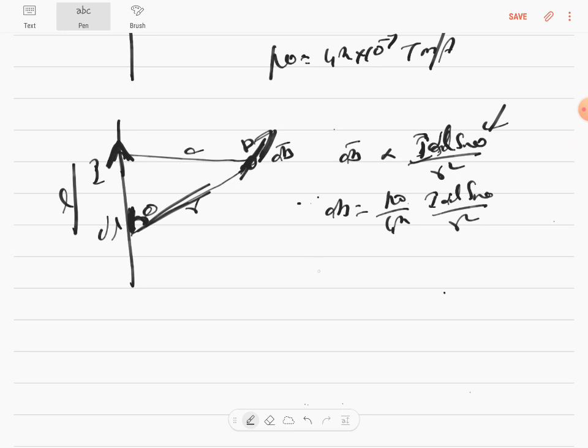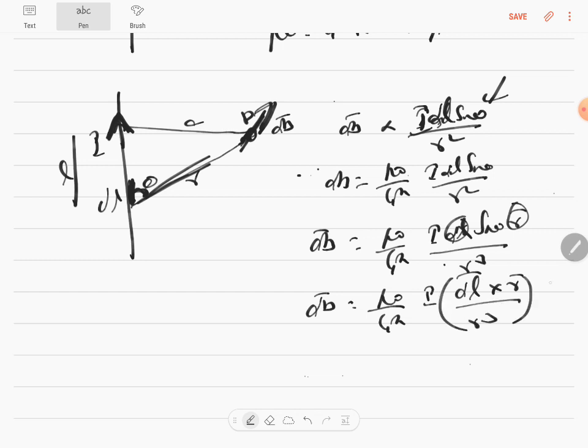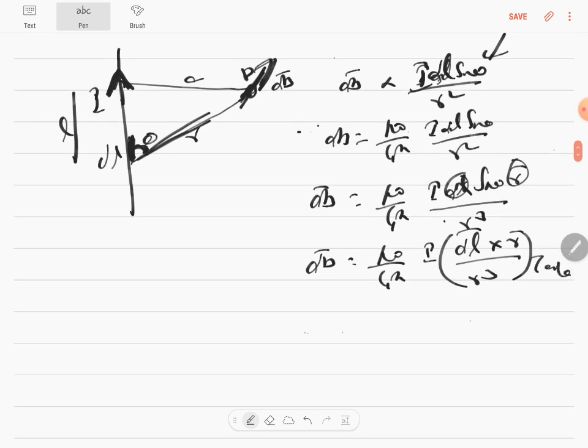And this can be represented in vector form. If you multiply and divide by an r vector, I dl sine theta r vector by r cube, when you do that, the sine theta is there. It has to be a cross product of dl and r whenever there's a sine theta, and therefore dB vector is mu naught by 4 pi into I dl cross r vector, and dl cross r vector by r cube, where sine theta is already hidden. So this is the way you represent in vector form, and its SI unit is Tesla.